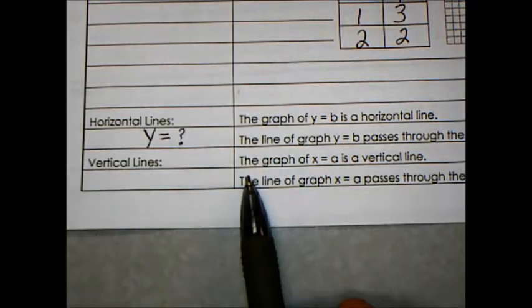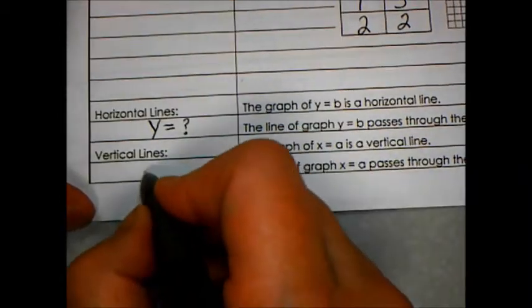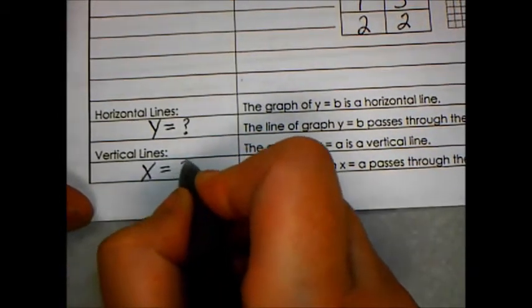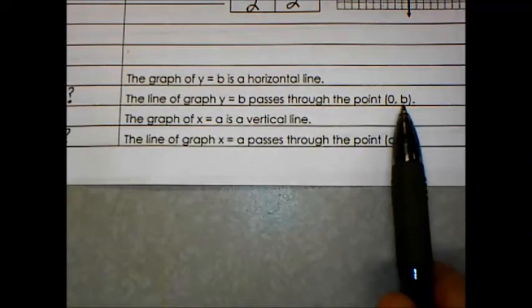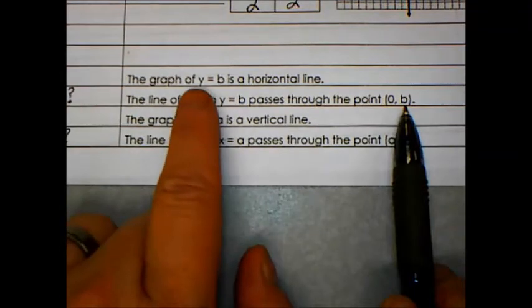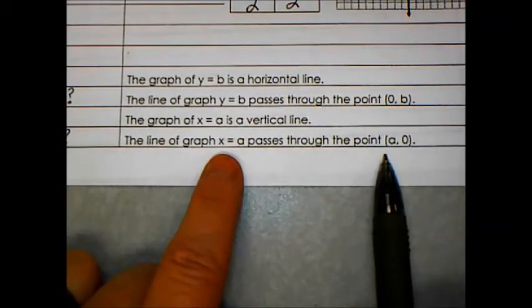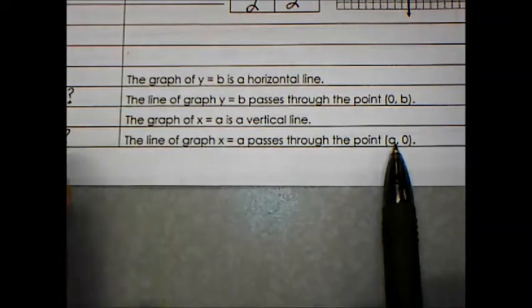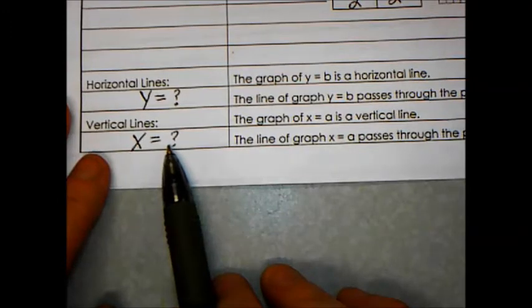The vertical line has x equals something. So here it's got an a there. And realize it's referencing a point. The y coordinate, the y equals will always be the y coordinate. The x equals will always be the x coordinate. And these are creating horizontal or vertical lines.